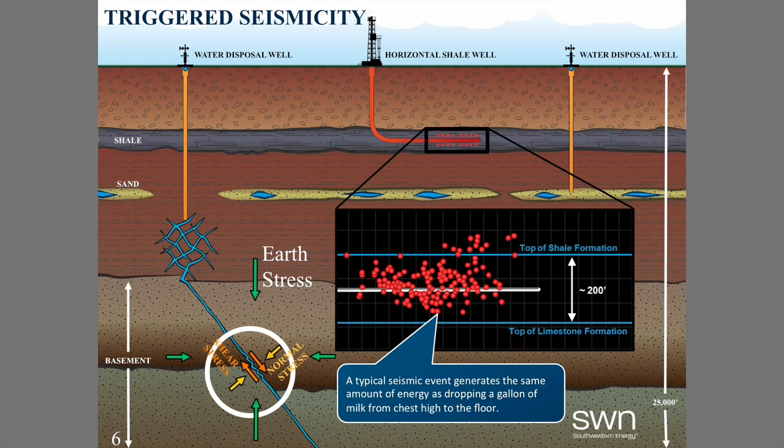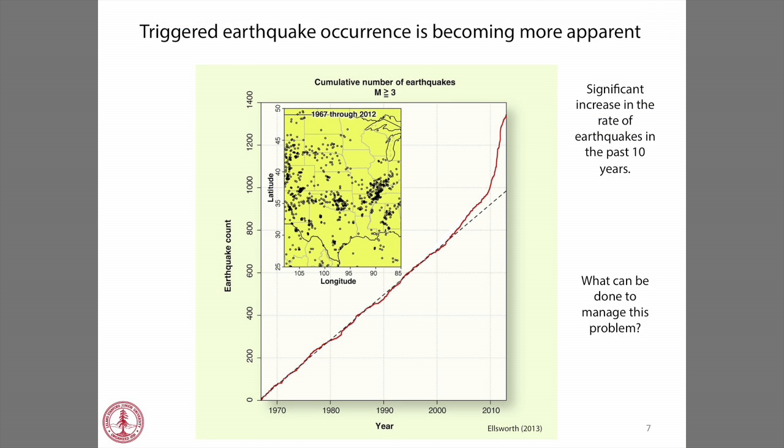So you may see a pressure perturbation buildup in these fractures. It communicates with the basement faults, and then because of normal tectonic stresses, the same stresses that drive natural earthquakes, we can trigger these events in an earthquake.